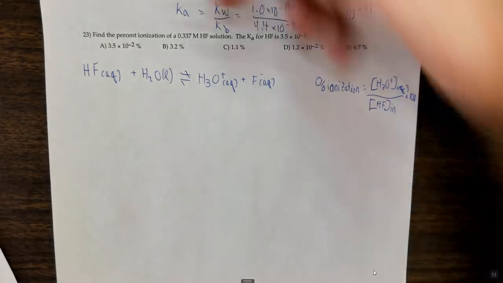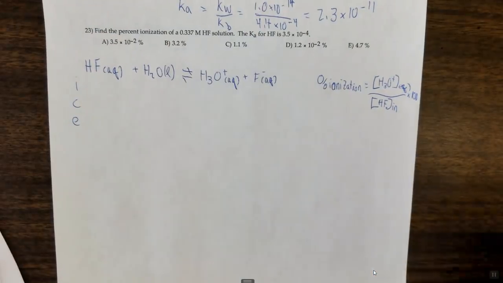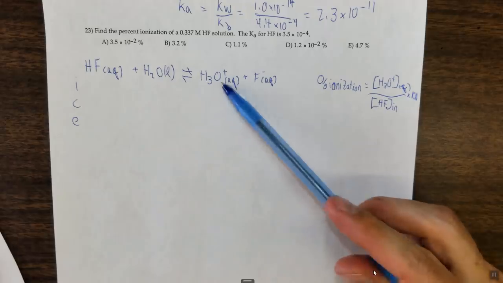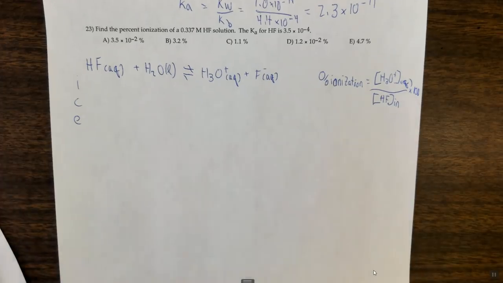So we need to do an ICE table again. So we need initial, change, and equilibrium, because we need the equilibrium concentration of H3O plus. In the previous example, we used it to find the pH. Here we're going to use it to find the percent ionization. It's just a different calculation, but it's basically the same thing. They're not the same value, but it's a very similar process, except we plug it in here instead of the pH equation.